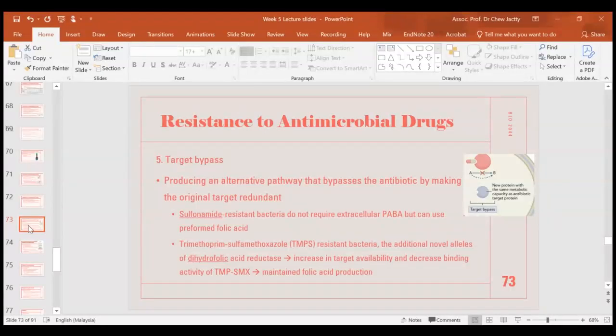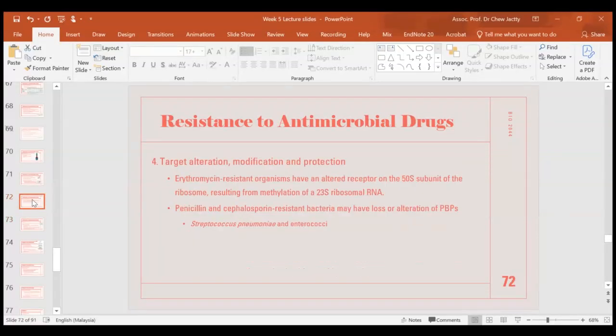In the TMP resistant bacteria, you can see that there are additional novel alleles in the dihydrofolic acid reductase, which then increase the target availability. So this is a bypass, and decreases the binding activities of antibiotics, and hence maintains the folic acid production. Target bypass is applicable to antibiotics that target metabolic pathways. And target alteration, modification, and protection can be of a wider range. It can be targeting protein synthesis. It can be targeting the penicillin or cell wall synthesis.